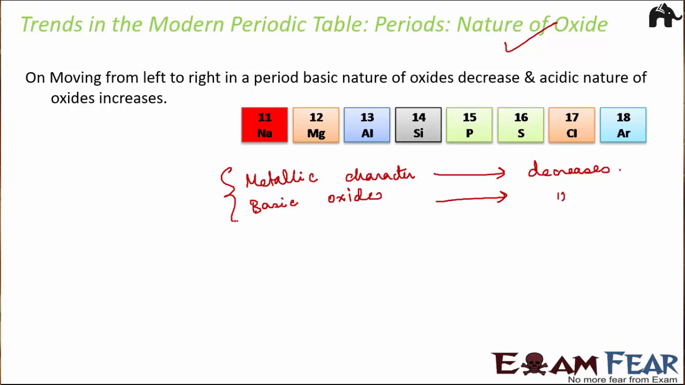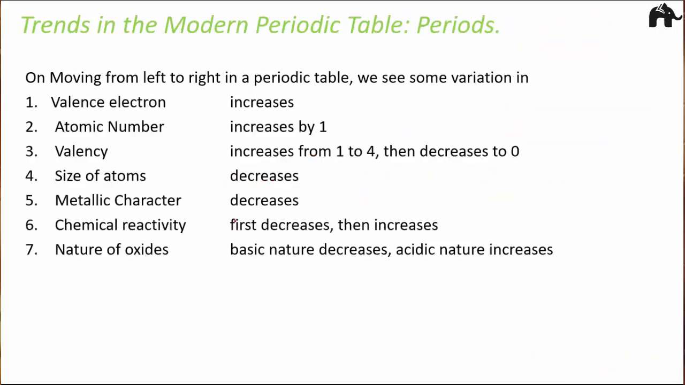So these are the trends that we notice across a period in a periodic table. So let's do a quick summary of whatever we learned so far. We learned that on moving from left to right in a periodic table, valence electron increases, atomic number increases by 1, valency increases from 1 to 4 and then decreases to 0, size of atoms decreases, metallic character decreases, chemical reactivity first decreases then increases, nature of oxides, basic nature decreases, acidic nature increases. So that was a summary of all the trends that we learned so far.